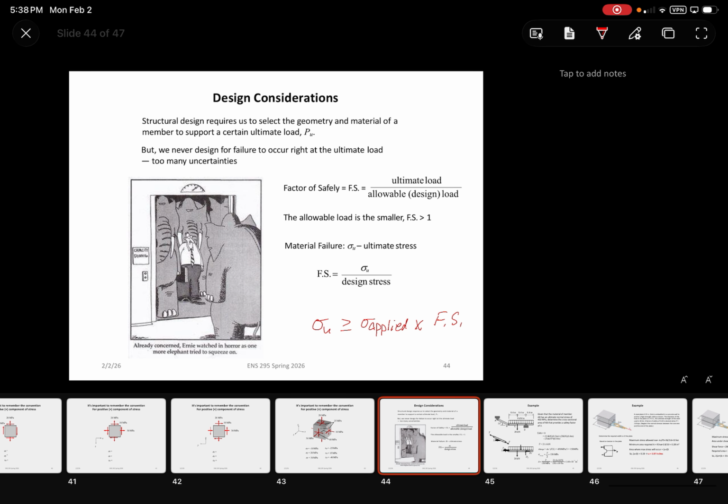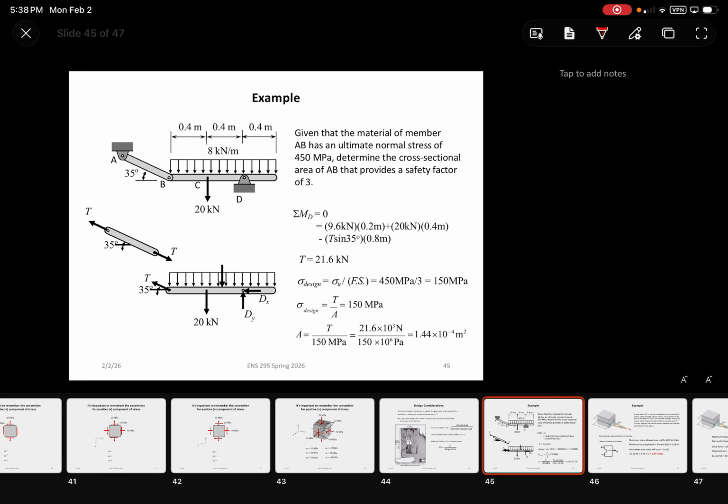Never mind. All right, so I've got an example here. Given that a material of member AB has an ultimate normal stress of 450 megapascals, we need to determine the cross-sectional area of said member to provide a factor of safety of 3. So, how do we determine this?